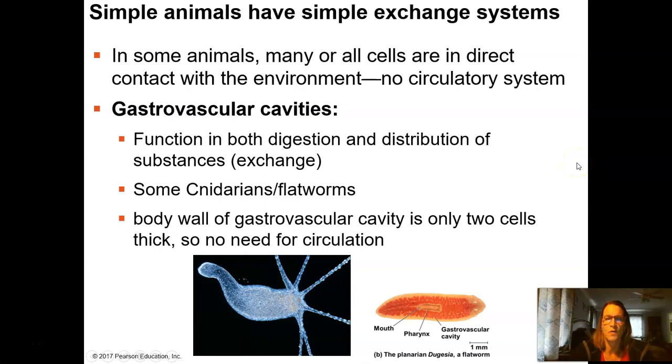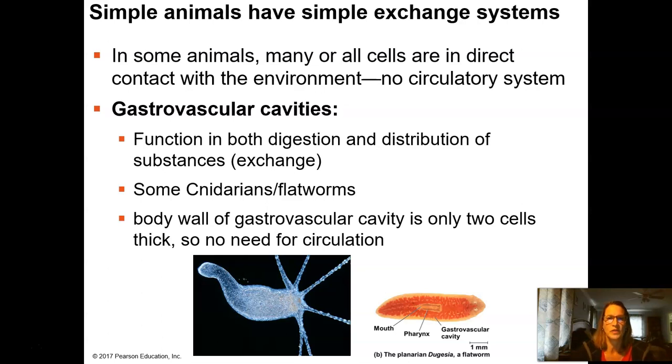Okay, so now we're going to focus a little bit on the different types of exchange systems that organisms have. And remember, the exchange system is really sort of a combination of the circulatory system and the respiratory system. So we're not really talking about either one specifically yet. So exchange systems, again, they're really necessary so that every cell in every organism can get the material that it needs and can get rid of the materials it needs to get rid of.